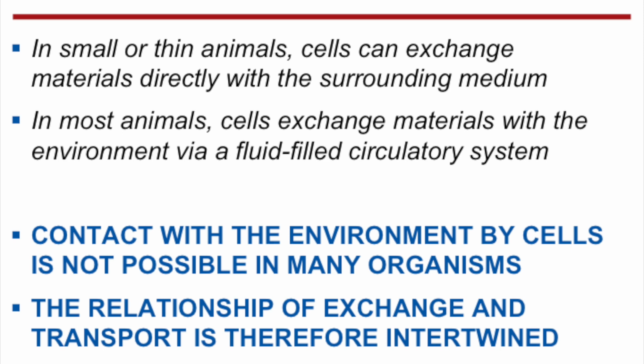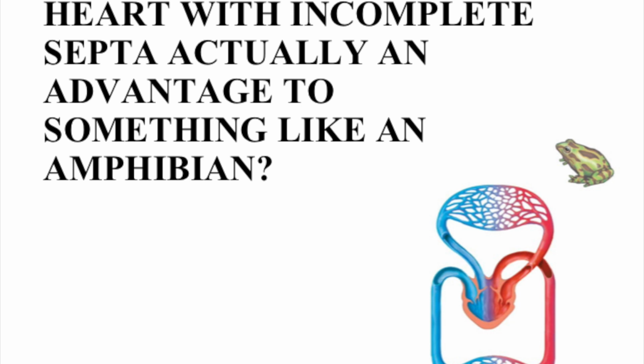But if you're going to make large creatures where their cells don't have direct contact with the environment, you have got to come up with a system both to pull in O2 and get rid of CO2, and then to transport it throughout the body. So respiration and circulation go hand in hand.